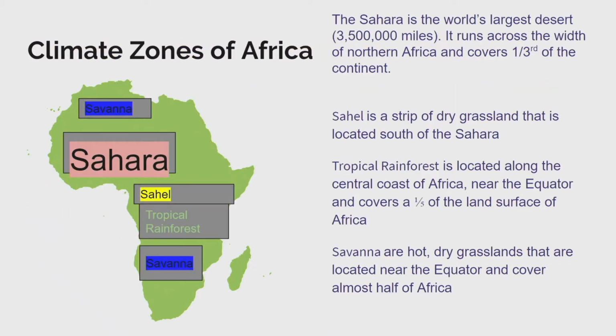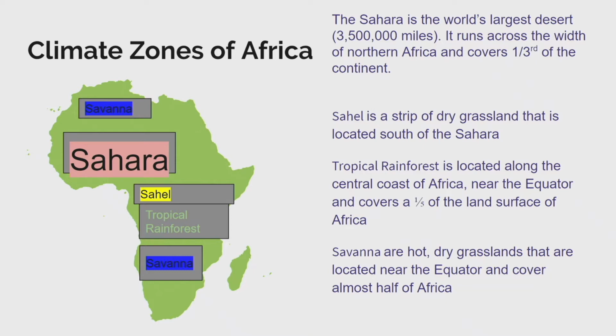All right. Climate zones. There are 4 major climate zones of Africa. The very first one is Savannah, and that's the one you're going to put in your first box. So the Savannah is the world's largest desert, 3,000 miles. It runs across the width of northern Africa and covers 1/3 of the continent. The next area that we're going to look at is the Sahel. The Sahel is a strip of dry grassland that is located south of the Sahara Desert. The reason that those two are together is, sadly, the Sahel is slowly starting to become more desert-like. That's why it says dry grassland. Right below that is actually the Savannah, which we'll get to in a moment.